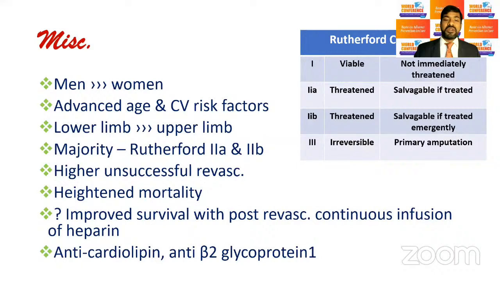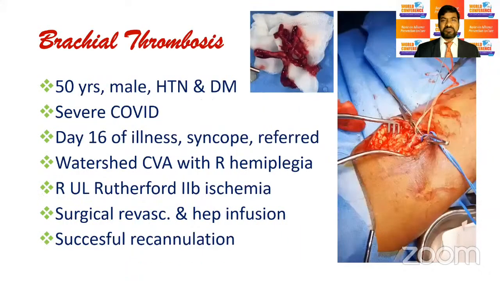Similarly, like was already discussed, the role of post-revascularization infusion of heparin was shown to improve survival and the post-revascularization success in many of these small cohorts, also raising the hypothesis of this antagonism with the COVID virus and heparin. Some of these instances have also been linked to the diagnosis of vasculitis syndromes, like the presence of anticardiolipin antibody or anti-beta-2 glycoprotein 1. But again, these are more often reported with venous events.